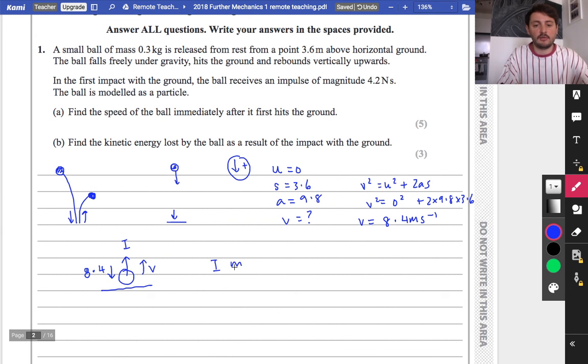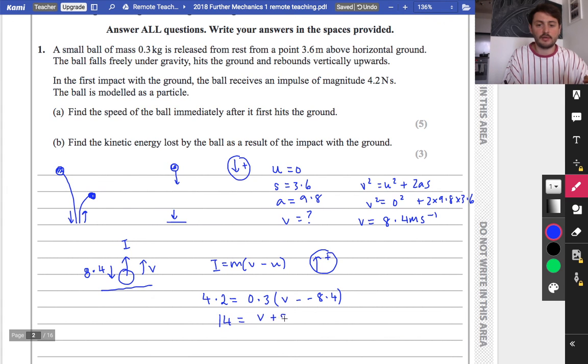Now we know that I equals m brackets v minus u, and in this case we're taking the direction of the impulse to be positive. The impulse is 4.2. The mass is 0.3. v is the thing we're looking for. u is going in the opposite direction, so it's going to be taking away negative 8.4. If I divide both sides by 0.3, I get 14 equals v plus 8.4. If I then subtract the 8.4, I get that the speed with which it rebounds is 5.6.